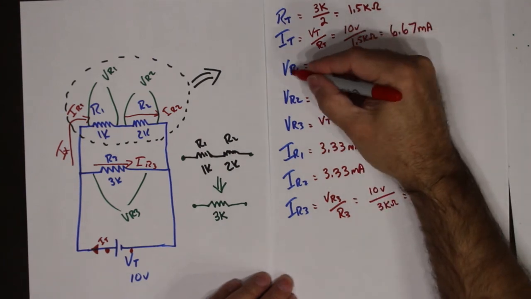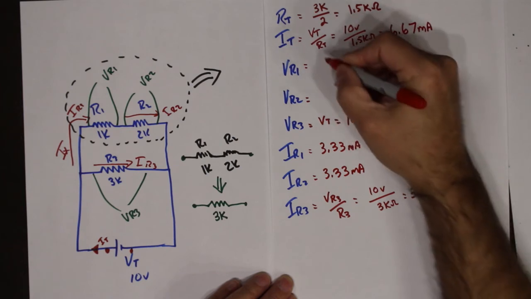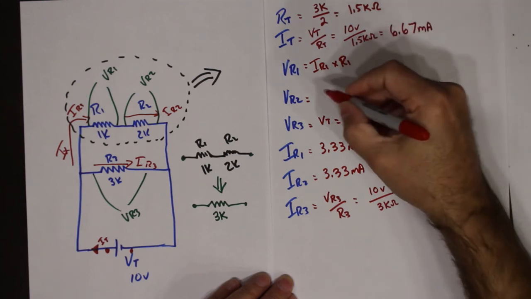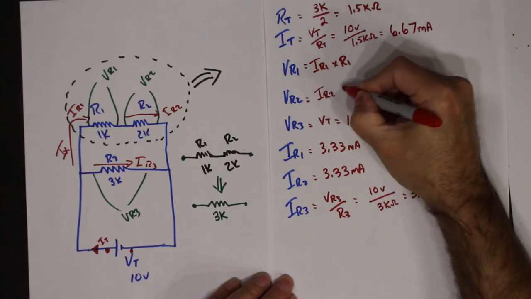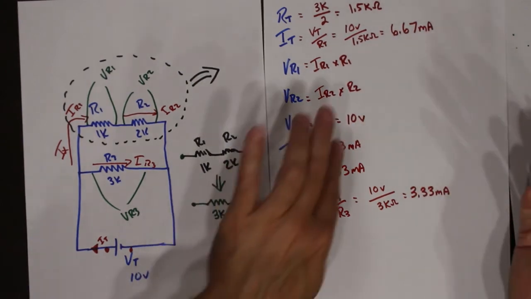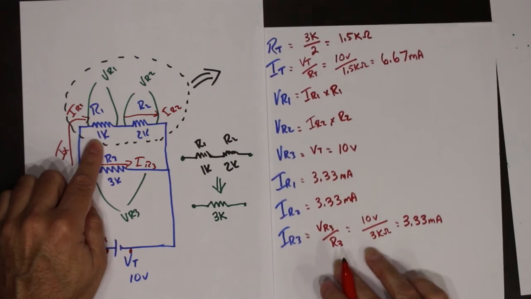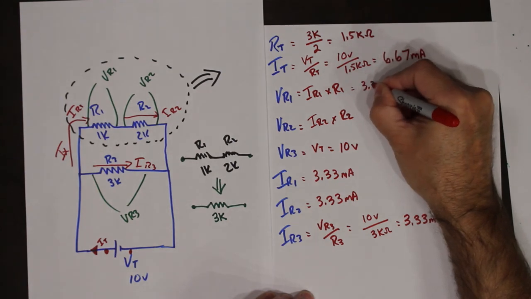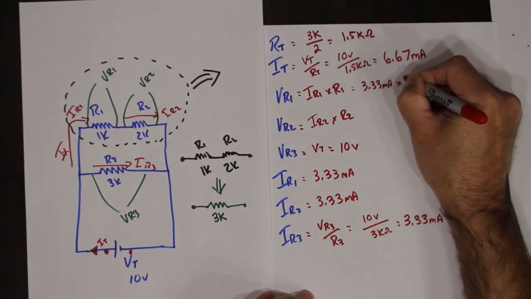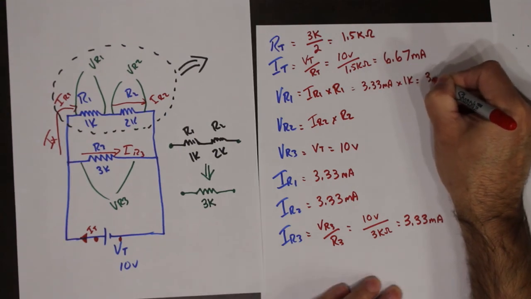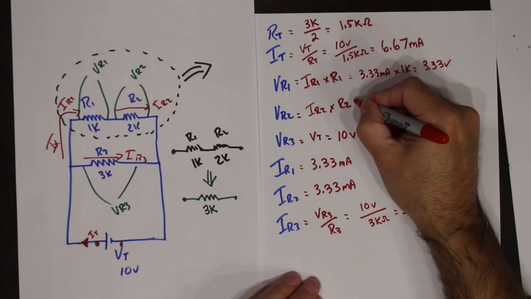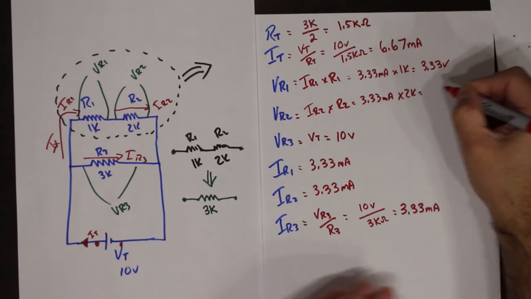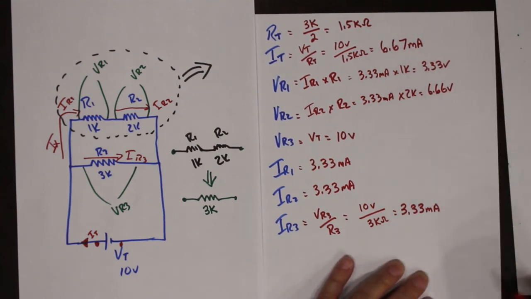Ohm's law will now tell us that the voltage drop across R1 is equal to IR1 times R1. Voltage drop across R2 is IR2 times R2. So now we're going back to the original circuit, pulling out these numbers. So that becomes 3.33 milliamps times 1K equals 3.33 volts. 3.33 milliamps times 2K equals 6.66 volts.